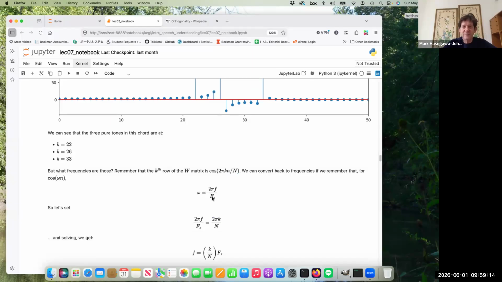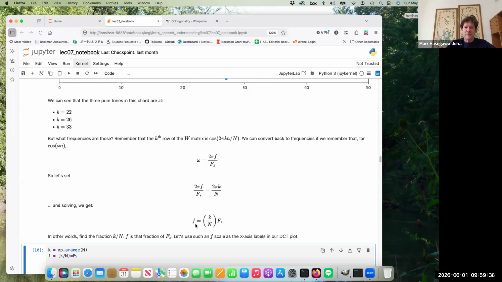Omega is 2 pi little f over capital F sub s. The radial frequency is 2 pi f over fs. And here we have 2 pi times k cycles in capital N samples, and that gives us, again, the number of radians per sample. When we set those two versions of omega equal to each other, we find that the frequency f is the sampling rate, which is 8,000 samples per second, multiplied by k over N.